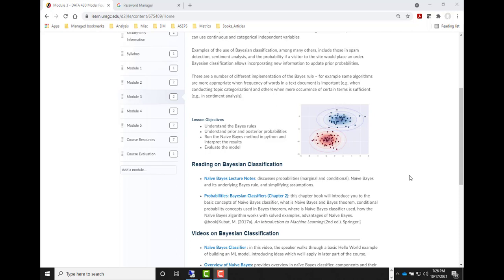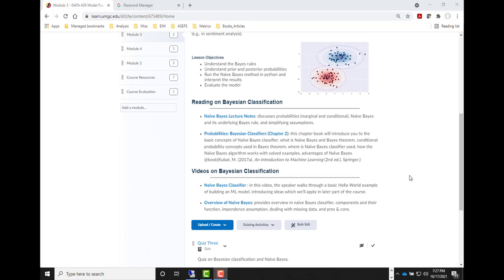And similar to what you did in the previous modules, you will be applying the Naive Bayes method to create a model in Python, interpret the results and explain the model. And obviously, part of any modeling effort involves evaluating the model using different performance metrics.